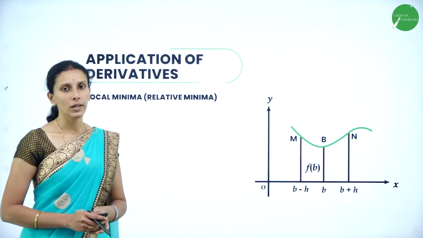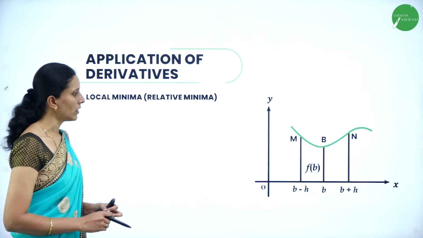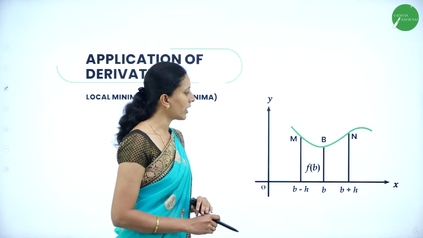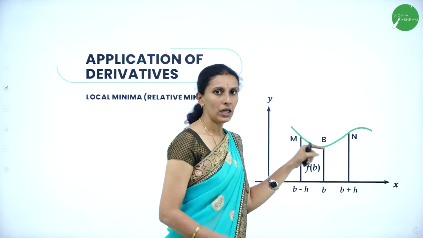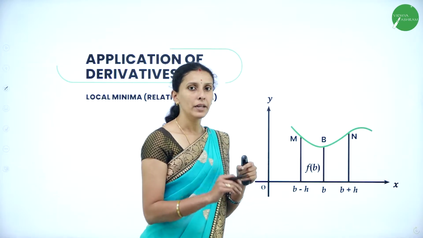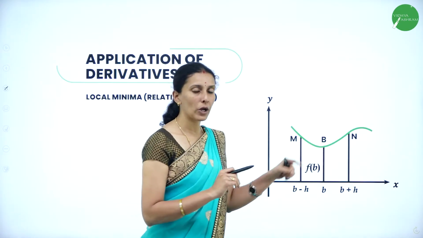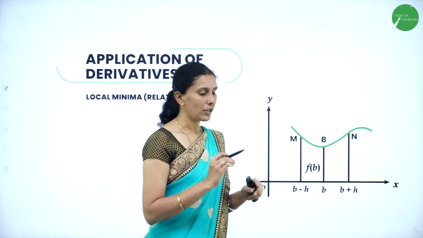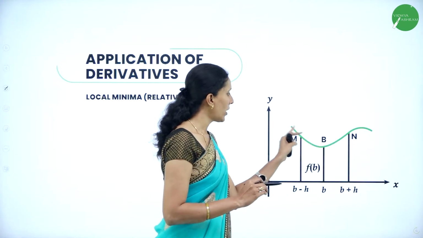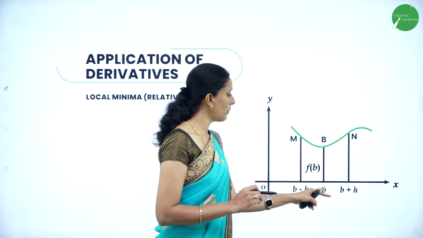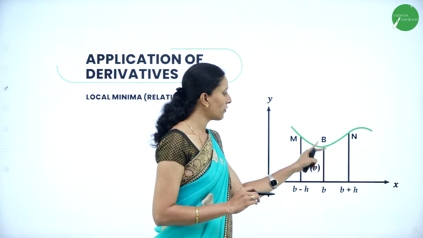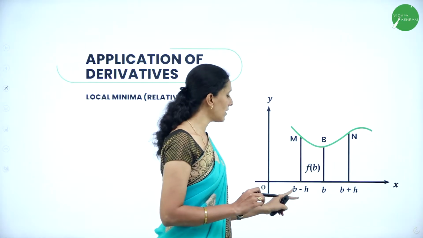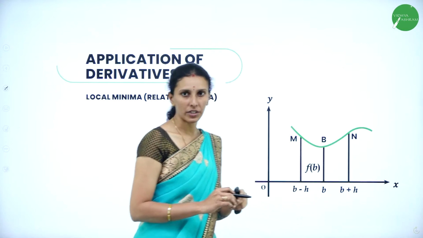Next we have local minima or relative minima. So here is a curve which I have taken. You can see at point B, the curve is attaining the minimum value. Why is it called so? Because at this point, we can see the curve has the minimum value. If you observe the neighborhood points m and n here, at point B, the value of the curve is minimum compared to point M and point N.